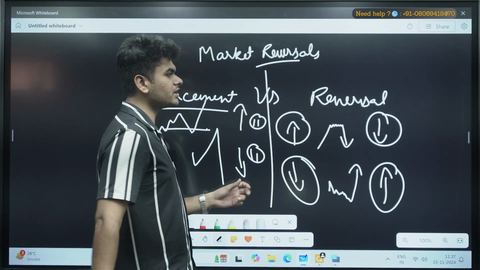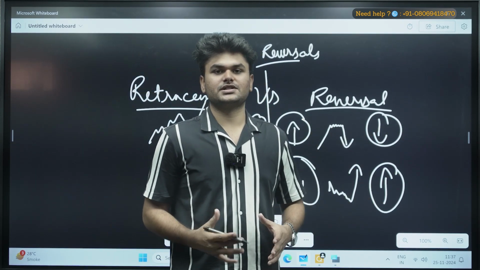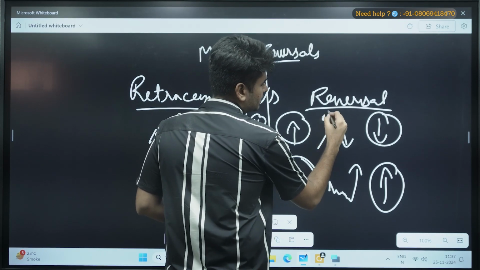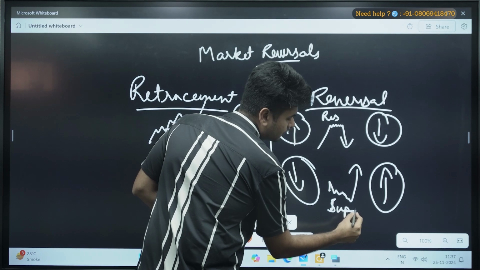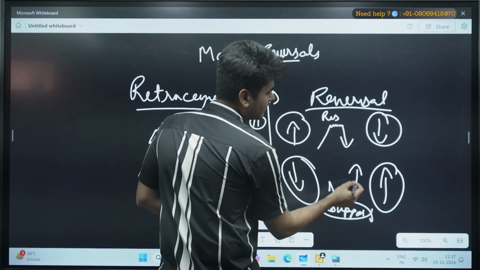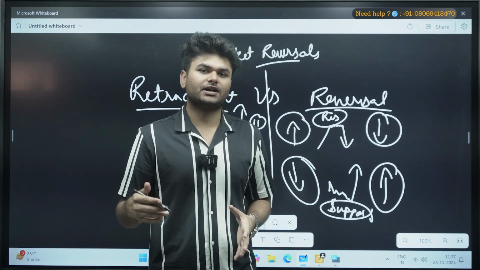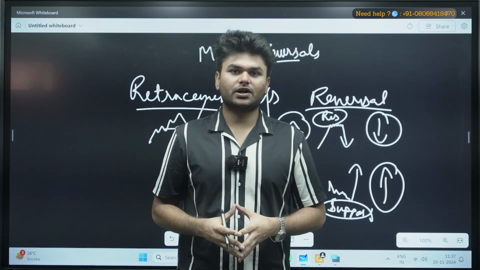So what are the key points to identify a reversal? Let's suppose there is an important resistance or support level. Let's suppose this is the important resistance level, or this is an important support level. These are the crucial levels. If the price comes to these levels, generally the market tends to give you a reversal. So you can keep an eye on the resistance and support levels.